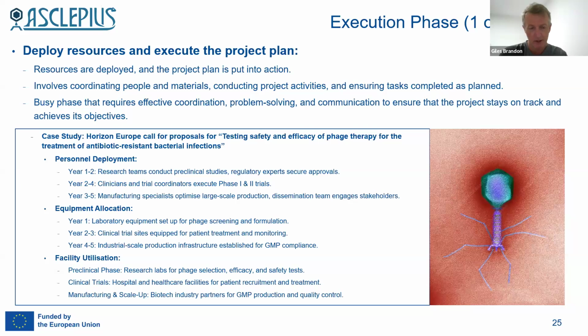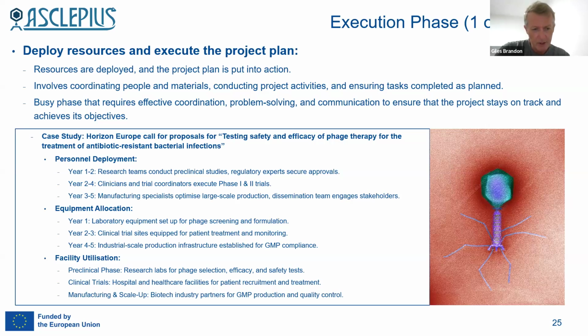Do you have that expertise? Do they need to be recruited? And then years 3 to 5, the manufacturing experts, same story. Make sure that if you don't have them, they're recruited sufficiently in time. Deployment of equipment. Year 1, you're going to need to make sure you've got laboratory equipment set up for your phage screening and formulation. Years 2 to 3, the clinical trial sites need to be equipped for patient treatment and monitoring. Years 4 to 5, industrial scale production infrastructure needs to have been established for GMP compliance.